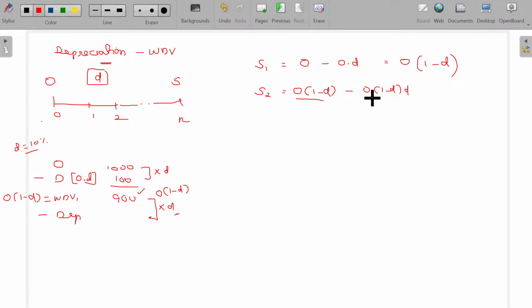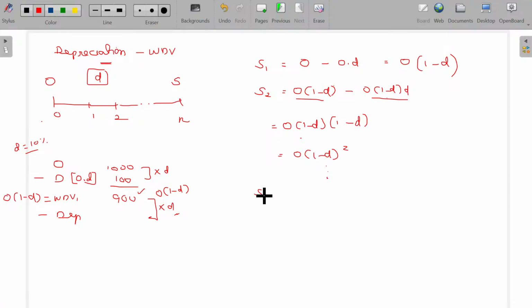Here O into 1 minus D is common in both the factor. O into 1 minus D can be taken out, so that this divided by this is nothing but 1. This divided by this one ends with the D. O into 1 minus D, 1 minus D. Otherwise, rewrite this as O into 1 minus D to the power 2. For power 2, okay, the value being O into 1 minus D to the power 2 for Sn.